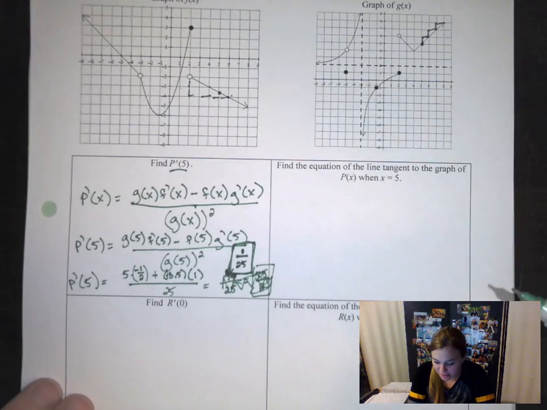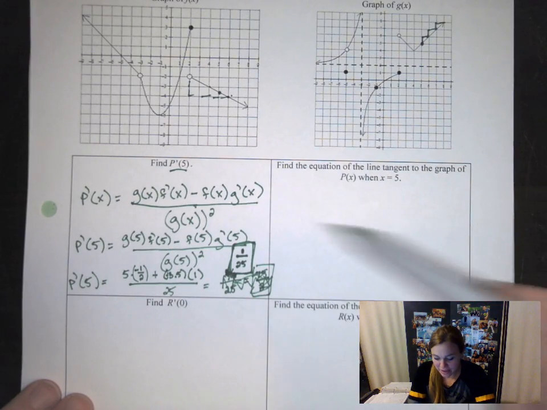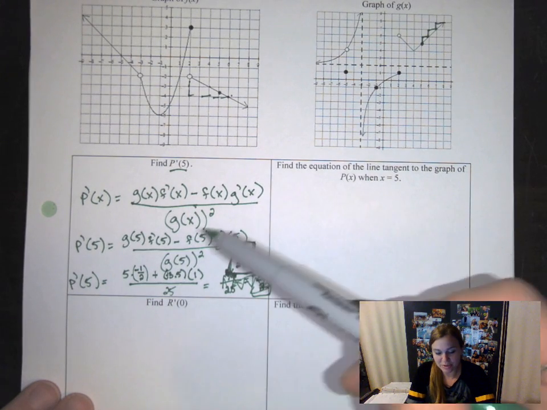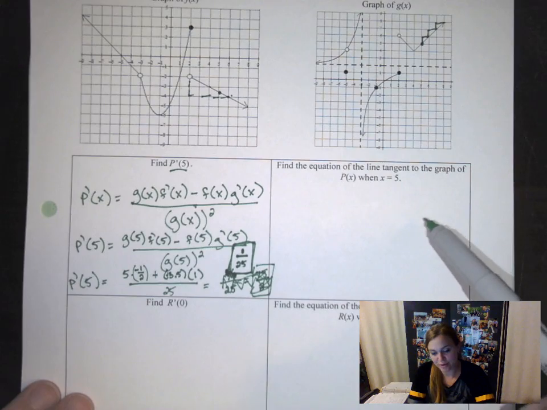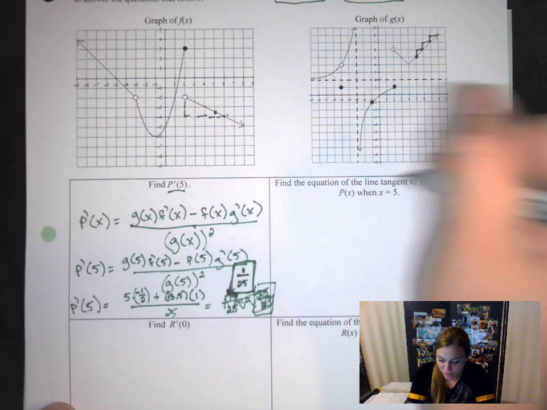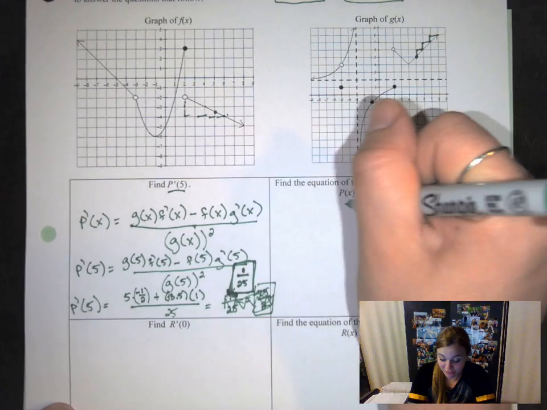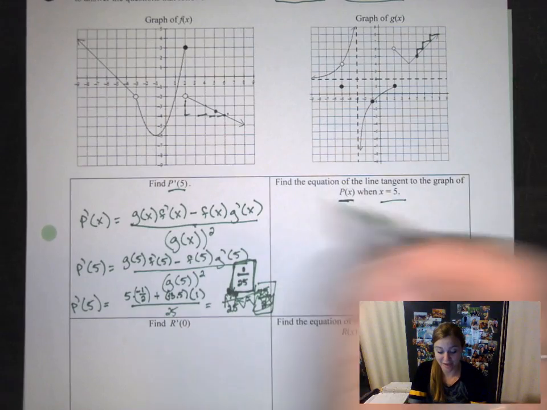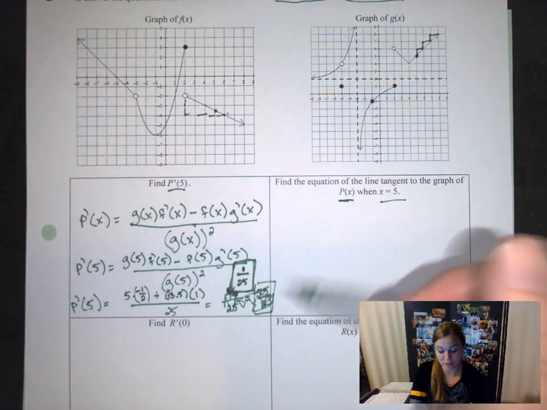The next one, I'm going to actually go this way only because I see p prime over here and then I see something about p of x here. So I'm going to go left and then this one I'm going to do next. This says find the equation of the line tangent to the graph of p of x. So I just was working with p prime anyway, so that's good. When x equals 5, oh, that's nice. P prime of 5 is what I found before.